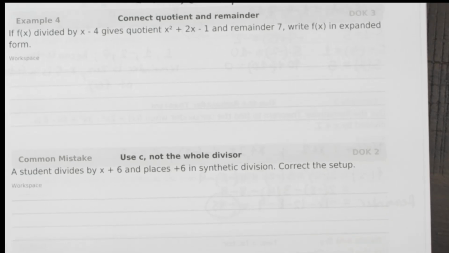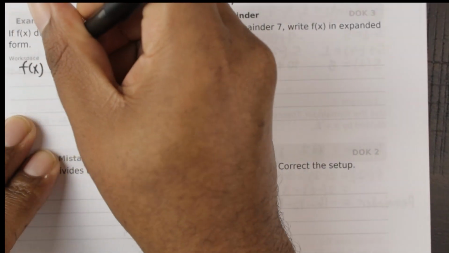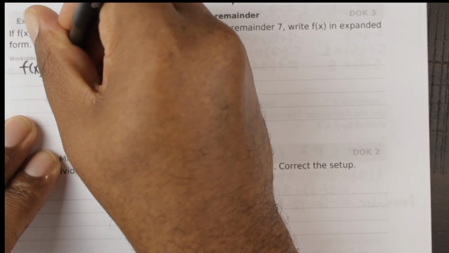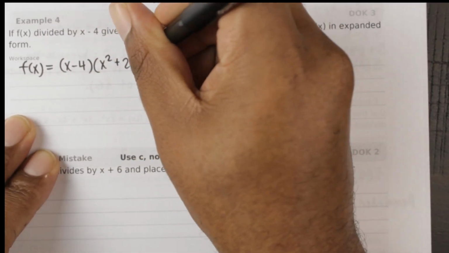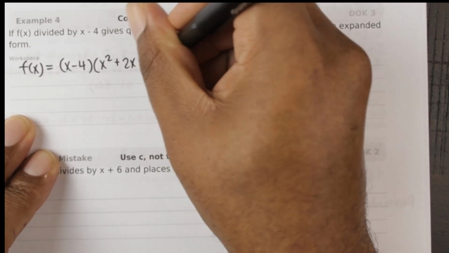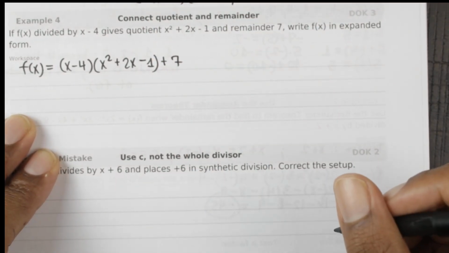Example number 4: if f of x is divided by x minus 4, it gives quotient x squared plus 2x minus 1 and a remainder of 7, we need to write it in expanded form. So using the division relationship, the dividend equals the divisor times the quotient plus the remainder. So f of x equals x minus 4, x squared plus 2x minus 1, plus 7. Now we need to expand this, okay?